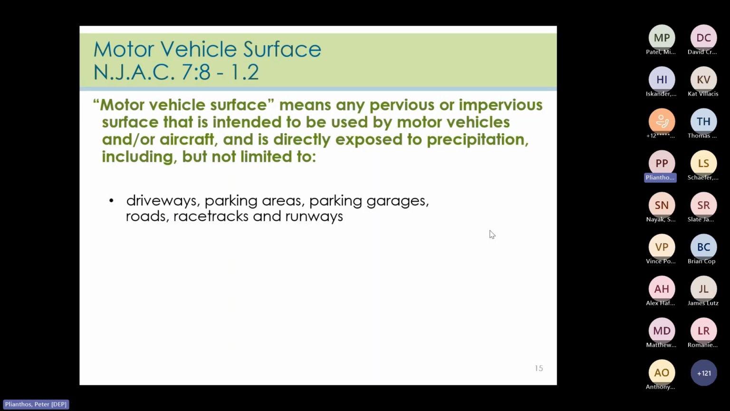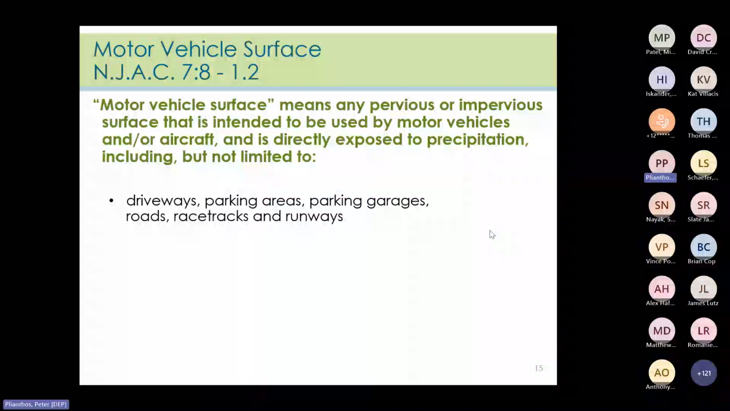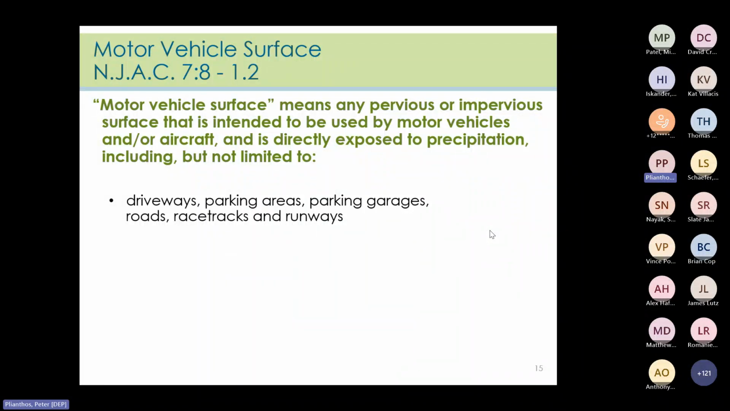Motor vehicle surface means any pervious or impervious surface that is intended to be used by motor vehicles and/or aircraft and is directly exposed to precipitation, including but not limited to driveways, parking areas, parking garages, roads, racetracks, and runways. And in the next slide, we'll define just exactly what is considered a motor vehicle.